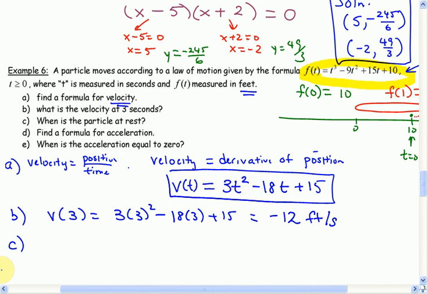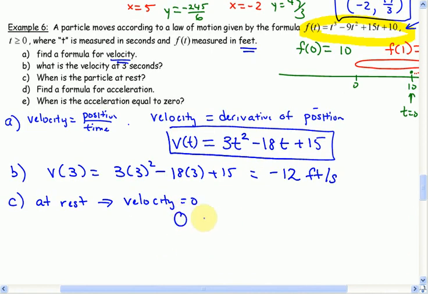Part C. When's the particle at rest? What does at rest mean? Zero. Not t equals 0. That means when your initial starting, it's v equals 0, right? At rest means that your velocity equals 0, right? So make velocity 0, and guess what? You have to now solve for t.